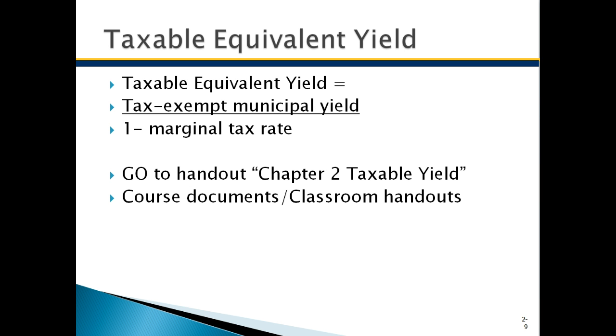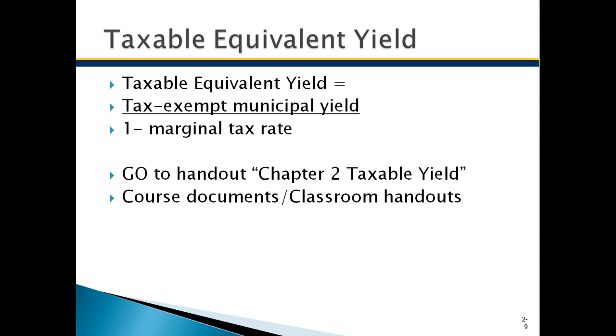Now, a formula for this, if you want a taxable equivalent yield, you take the municipal yield divided by one minus your marginal tax rate. That's just one formula. There are other formulas, but basically you want to get an equivalent yield. So that way you want to see how it compares to a bond that's taxed.